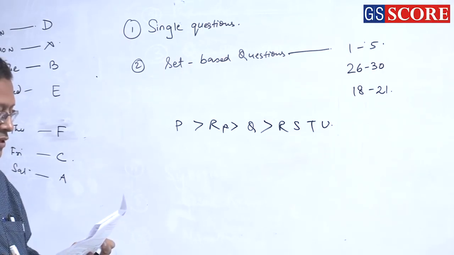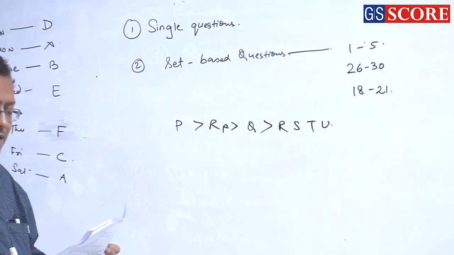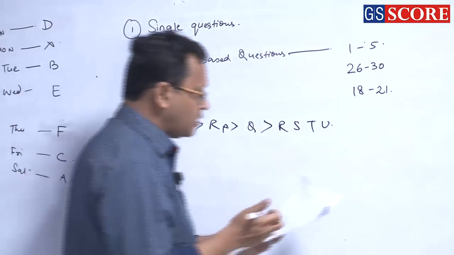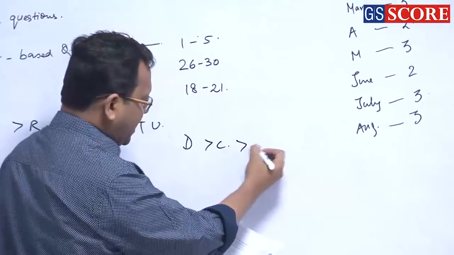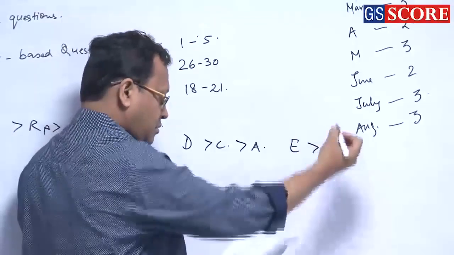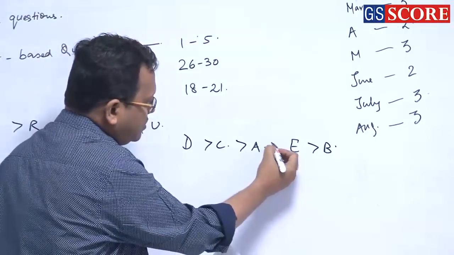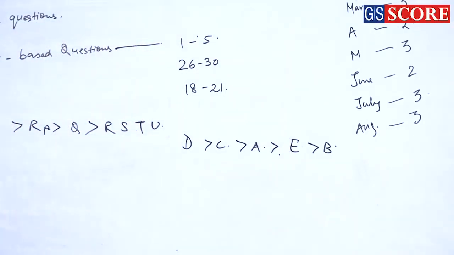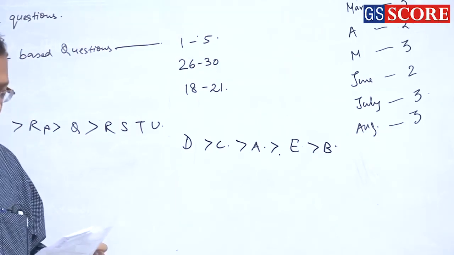Okay. 5 students participated in the scholarship exam. A scored higher than B, C scored lower than D but higher than A, E scored between B and A. Who scored lowest in the examination? The order will be: D is more than C, is more than A, right? And E is more than B. So E scored between B and A. So the lowest in the examination is B only. Correct? So the answer for the 15th will be option B.